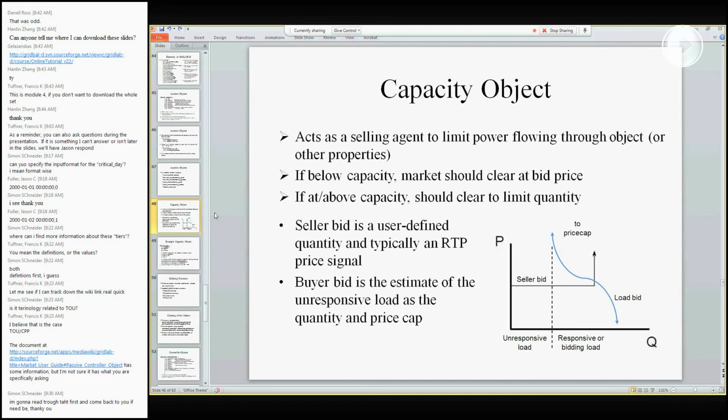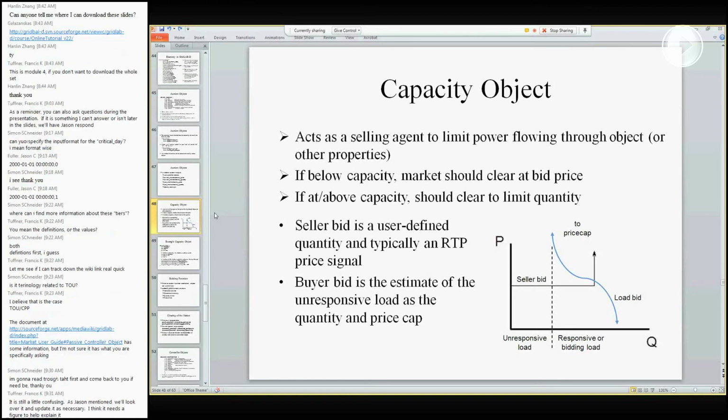So the one we haven't talked about is the capacity object. This idea again came from the Olympic Peninsula. The idea was that you have a certain object in your system. In this case, let's say it may be a substation transformer, that you want to limit the amount of power flow through for various reasons. Capacity limitations being the obvious one, but there are other cases where you might want to use this. What this capacity object lets you do is specify which object in the system you would like to do that with.